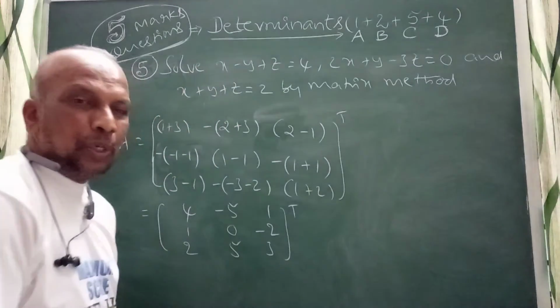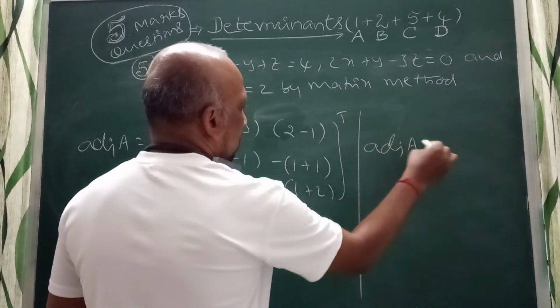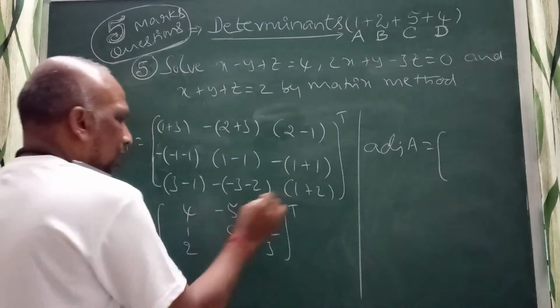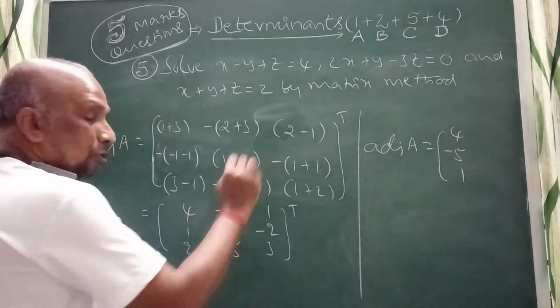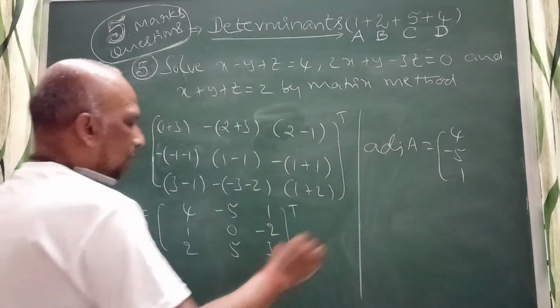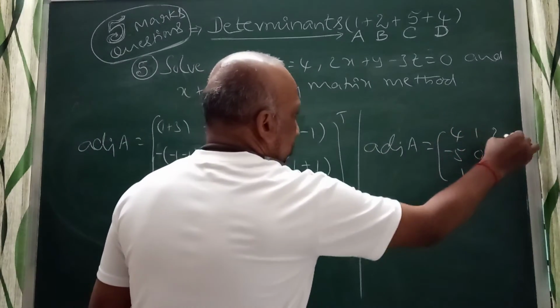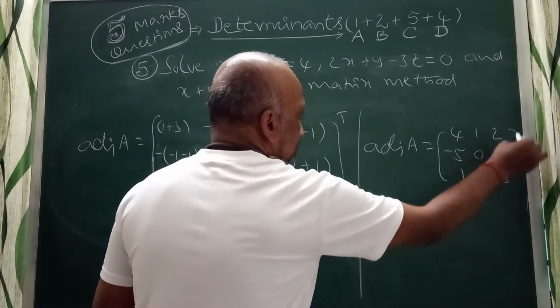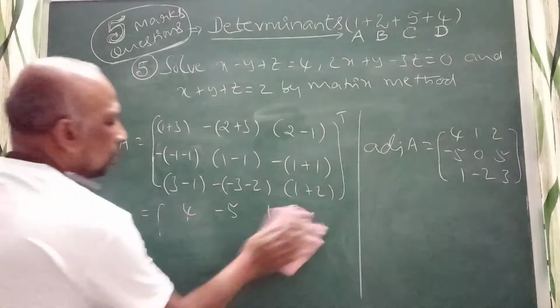Only finding the adjoint takes time. I will write now adjoint A equal to the transpose of this: 4 minus 5 1, first with first column, second with second column, 1 0 minus 2, 2 5 3. I got adjoint A, right. Now I will simplify.